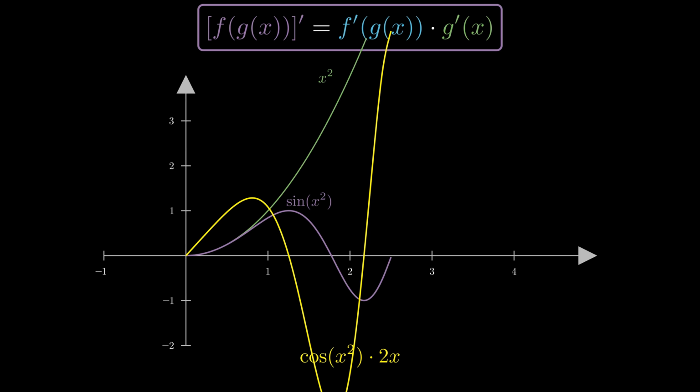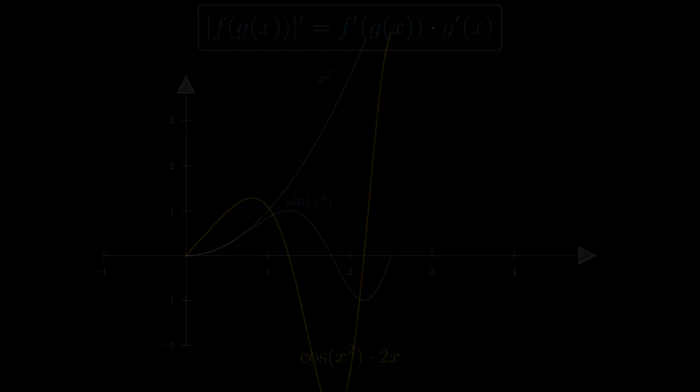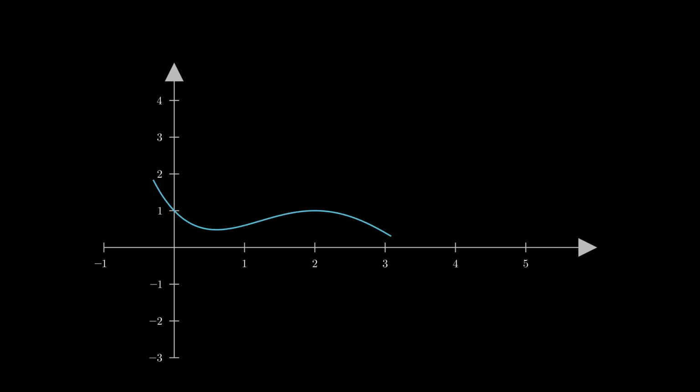And now the most powerful rule, the chain rule. Functions inside functions. We see x squared, and the purple graph shows sine of x squared. One function is placed inside another. The chain rule says differentiate the outer function while keeping the inner function unchanged, then multiply by the derivative of the inner function. The derivative of sine is cosine.